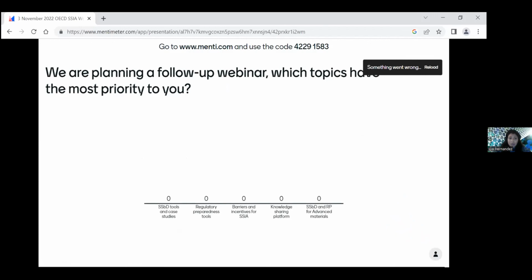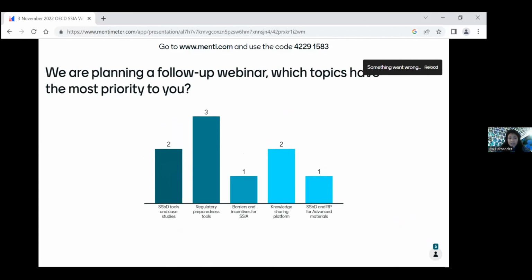Today you heard about the tools for safe and sustainable by design. We didn't present the regulatory preparedness tools, but if you're interested, we can provide some information on that. We presented something about barriers and incentives for SSbD, the knowledge sharing platform, and SSbD and regulatory preparedness for advanced materials. So if there is a topic that is of interest, you can select multiple as well. This will really help us to gear and prioritize our next webinars. And this is my last slide. If you just give it 30 seconds of your time, we can get your input.